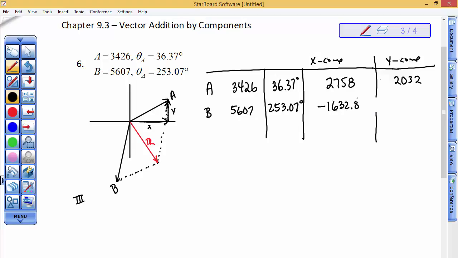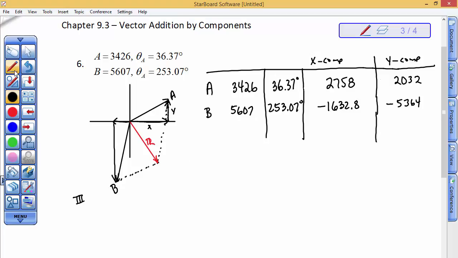When you type that, I hope you got a negative 1632.8, I believe. And then when you type 5607 times the sine of that angle, the 253.07, I'm running out of space there, put the 253.07 in right here. I get another negative number, pretty large, a negative 5,364. So please remember that this number right here is the x component of vector B, and this 5,000 is the y component of vector B.